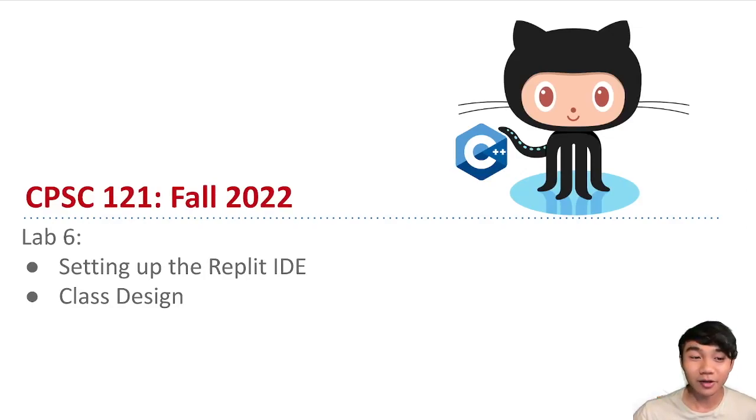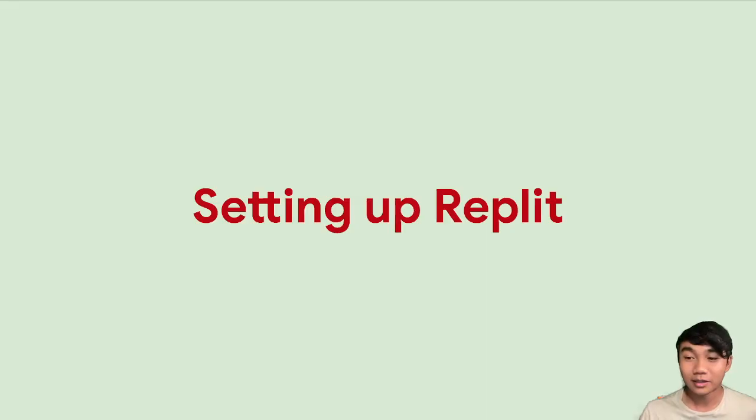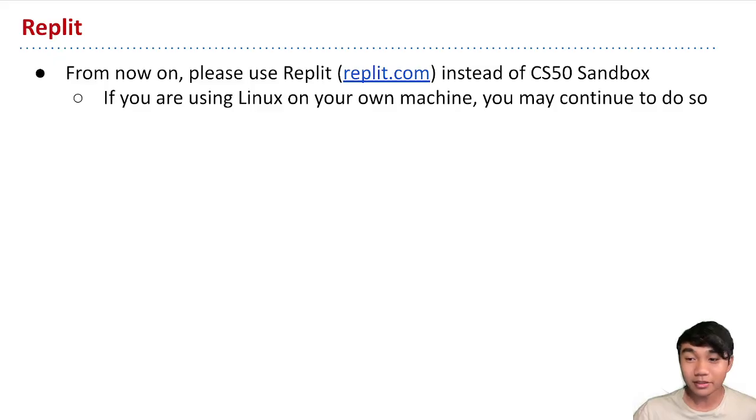In this week's lab, we're going to be having you design your own classes, but we're also going to be using this time to set up a new IDE called Replit. So we're going to be using Replit for all of the lab assignments from here on out as our programming environment instead of the CS50 sandbox. But if you are using Linux on your own machine, something like Tuffix, and you prefer to do that, you are welcome to. But if you've been using the CS50 sandbox, we're going to suggest that you move over to Replit. So I'm going to show you how to do that now.